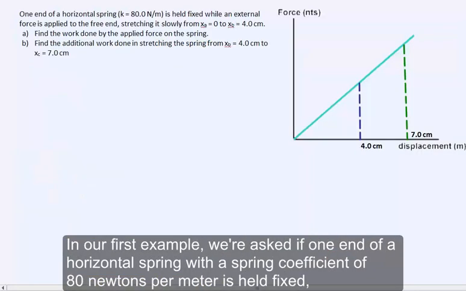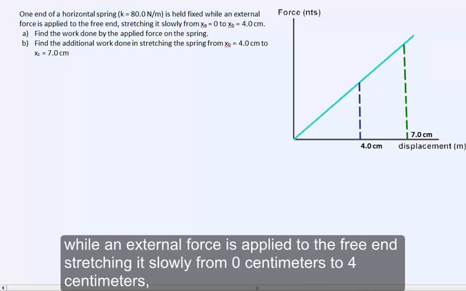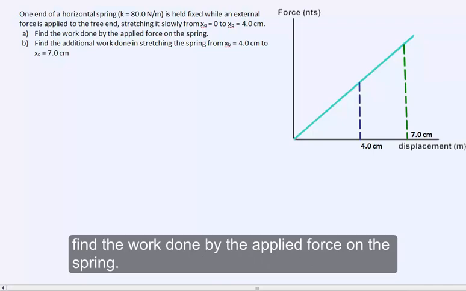In our first example, we're asked: if one end of a horizontal spring with a spring coefficient of 80 newtons per meter is held fixed while an external force is applied to the free end, stretching it slowly from 0 centimeters to 4 centimeters, find the work done by the applied force on the spring.